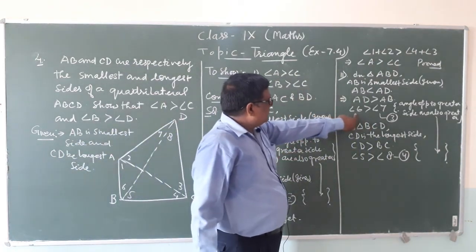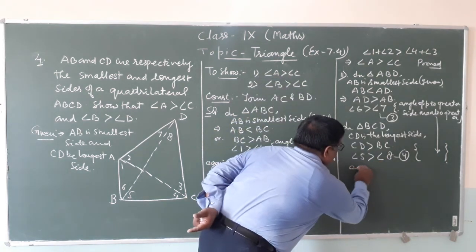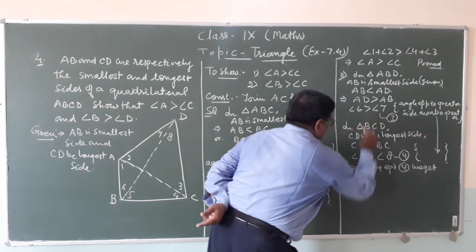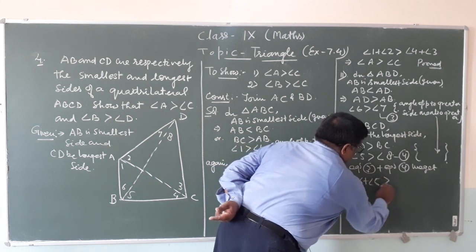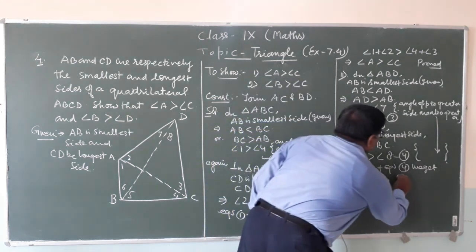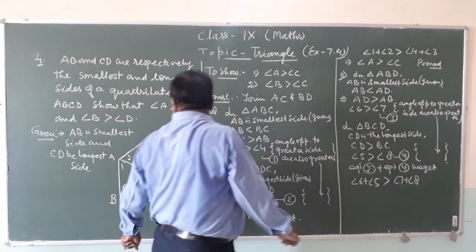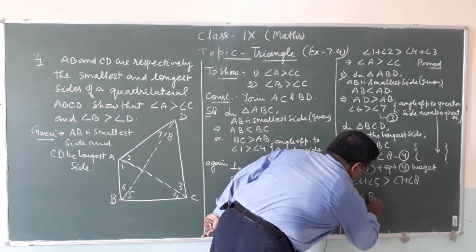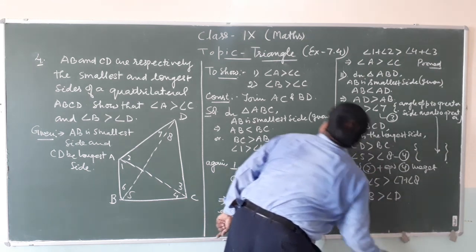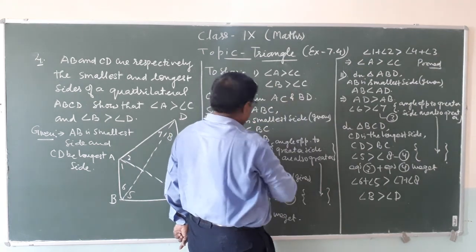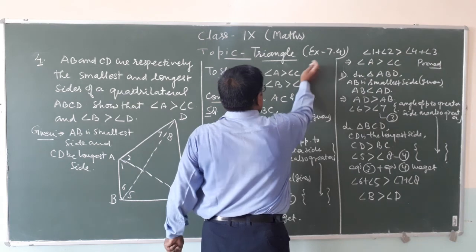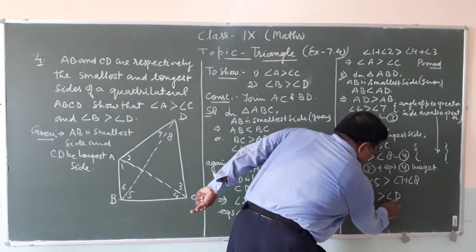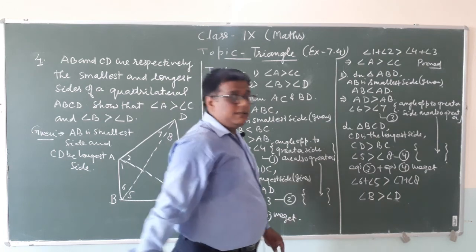And now adding equation 3 plus equation 4, we get angle 6 plus angle 5 is greater than angle 7 plus angle 8, and 6 plus 5 is angle B, 7 plus 8 is angle D. So, angle B is also greater than angle D. Sorry, here we have to write angle D. This is our second proof.